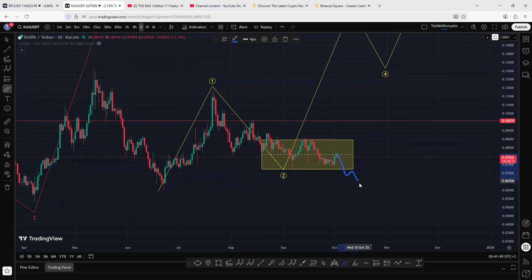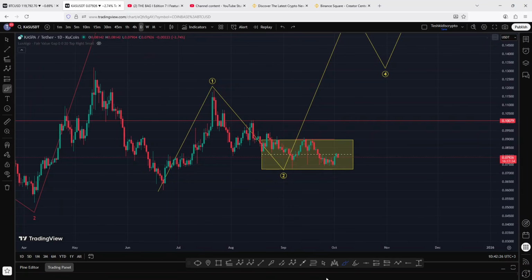If that plays out, then I will be watching for a retest of the lows we made on the 22nd of June. If that plays out, then we need to be a little bit cautious, because things can get a little bit more aggressive to the downside, and maybe we test support once again above the 0.05 in the next coming days. So that is the roadmap that I expect Kaspa to follow.